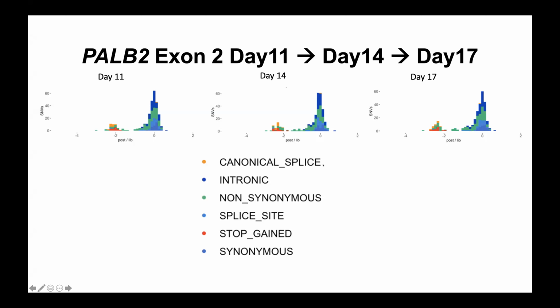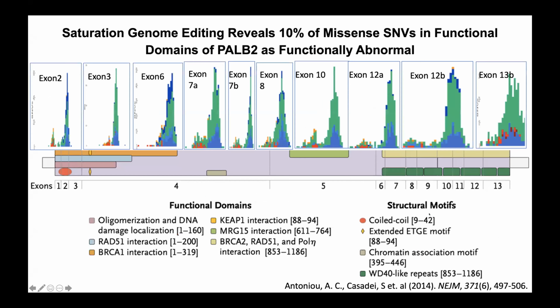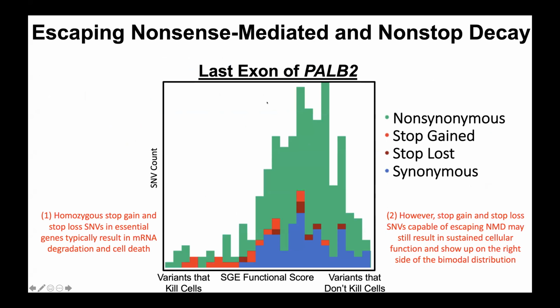One of the things that we've been able to optimize over time is the actual sensitivity of the assay. So we're able to see in this tail from 11 to 14 to 17 the presence of hypomorphic variants, and these are highly reproducible over different replicates. We are tiling across our genes using saturation genome editing. Here is early data for PALB2.